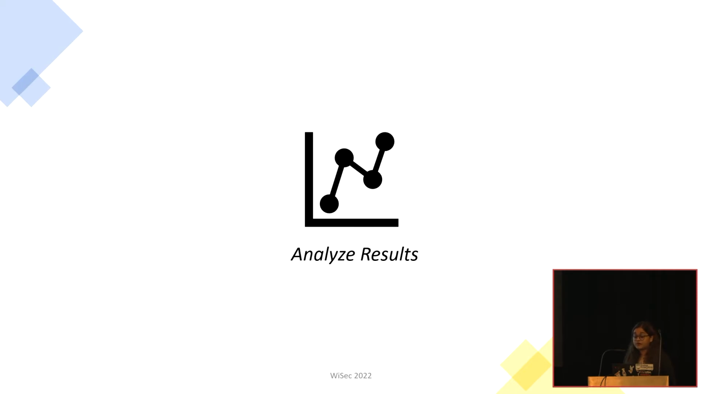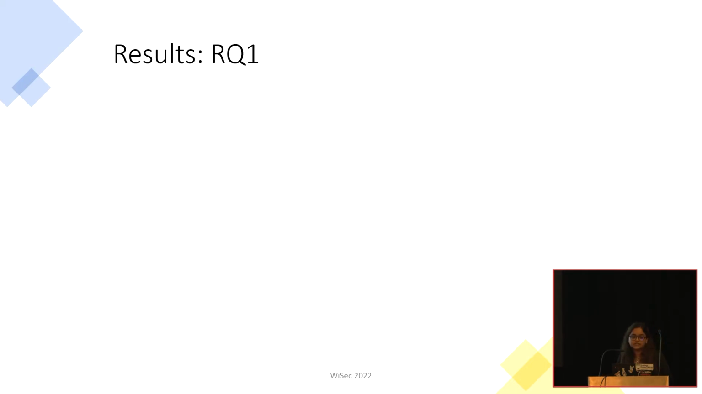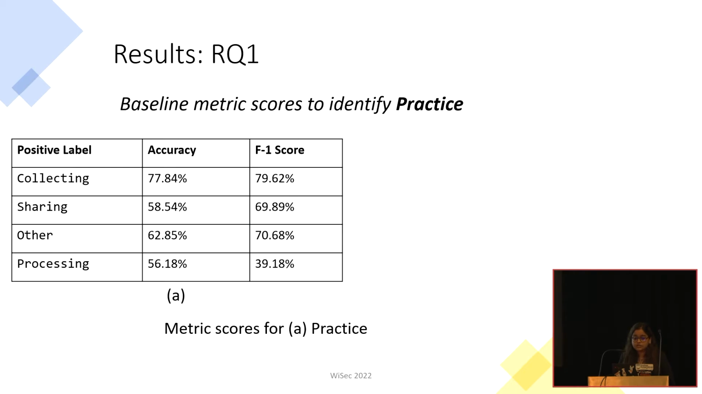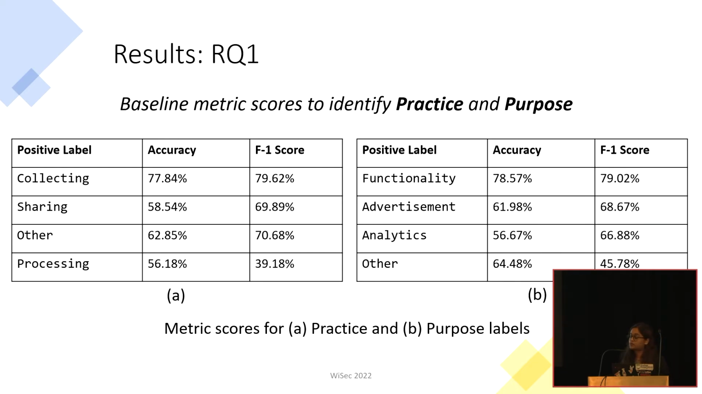Now let's discuss some results that we found interesting and wanted to share with you. Let's first discuss the result for RQ1. Research question 1 focuses on the baseline accuracy to identify practice and purpose levels, and this is the result for both practice and purpose. From the table, we can see that across the label types, we found a good F1 score for collecting, that is 79.62%. And for purpose, we found a good F1 score for functionality, that is 79.02%.